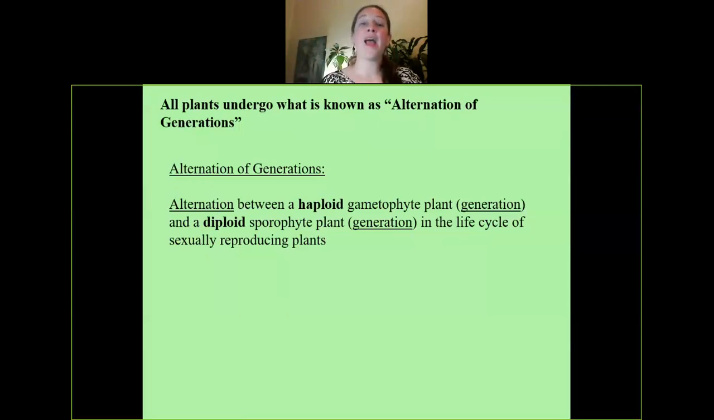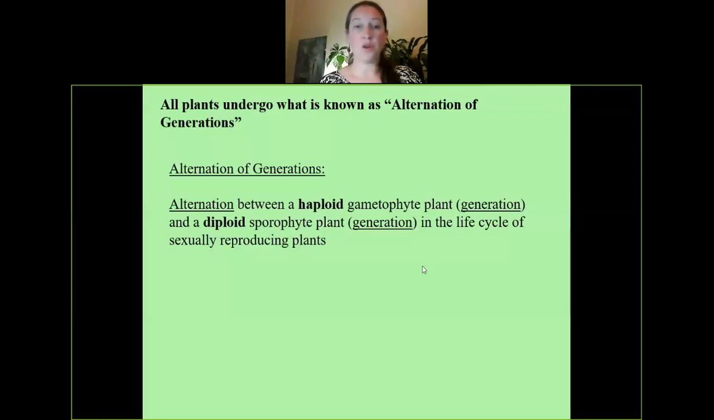Let's pull this apart here. The diploid generation is called the sporophyte plant. And the haploid generation is called the gametophyte plant. So diploid generation is called sporophyte plant. Haploid generation is called gametophyte plant. So for every plant life cycle, you will have a haploid gametophyte plant and a diploid sporophyte plant.